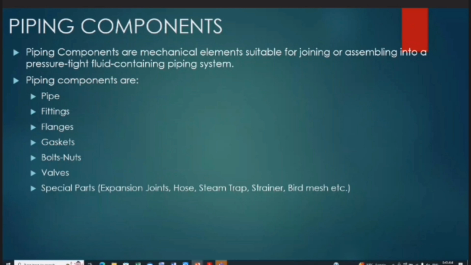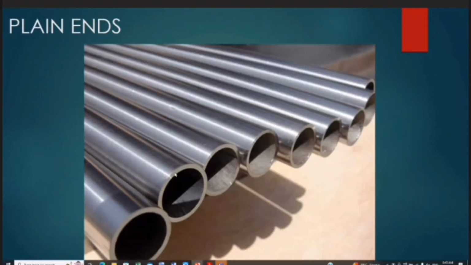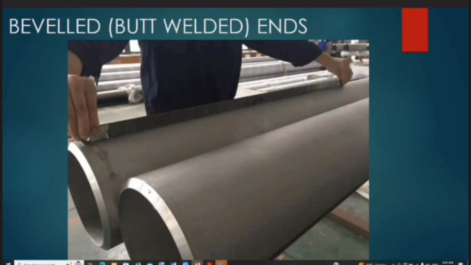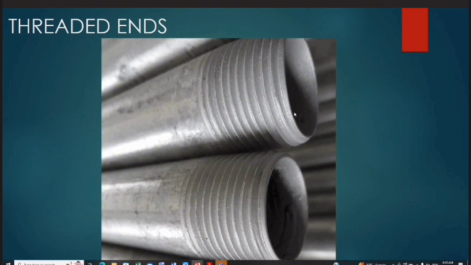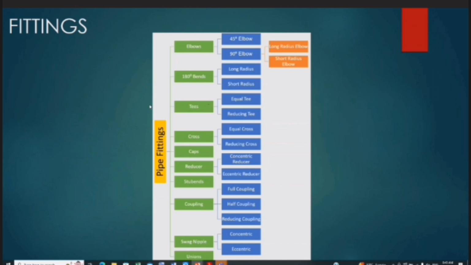So what are the different piping components? They are the pipe, fittings, flanges, gasket, bolts, nuts, and valves. Okay. So in pipes, we have different end connections. Like these are the plain ends, which are generally used for the socket weld connections. We have this beveled end. We have these male threaded ends. Okay.